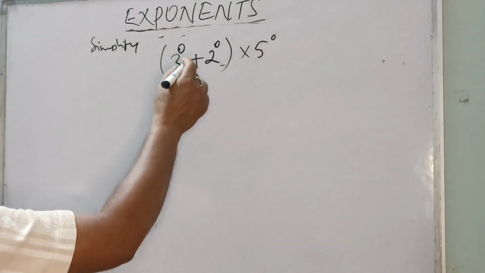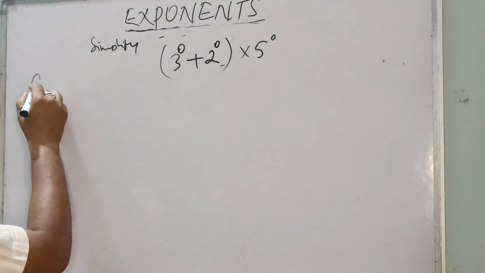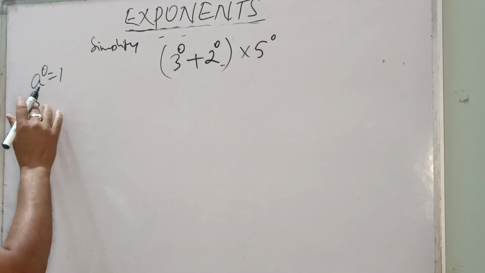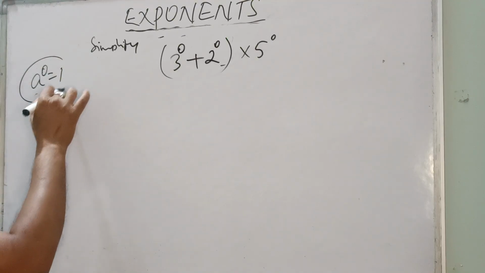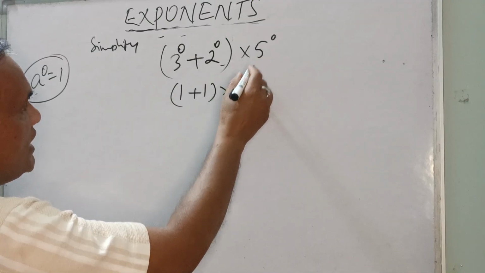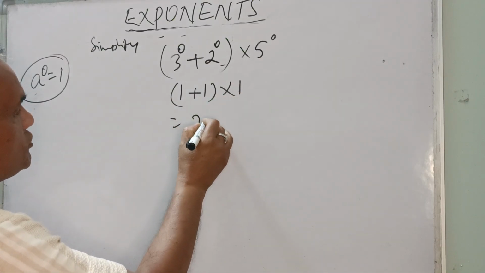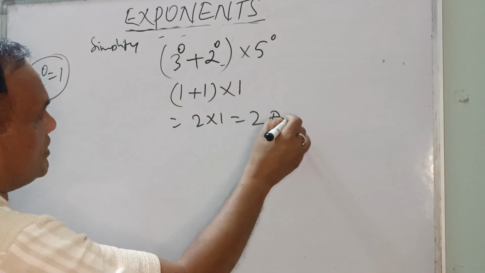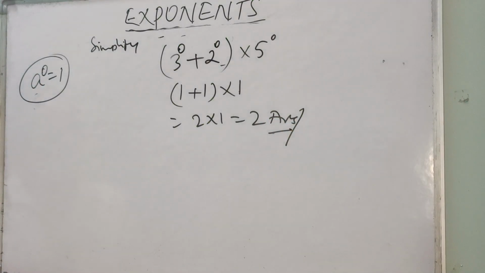3 to the power 0 plus 2 to the power 0. As I have discussed with you, a to the power 0 is equal to 1. Any number with the power 0 has the value 1. Nothing to worry, so here it is 1 plus 1. Again 5 to the power 0 is 1. So 1 plus 2 into 1, this is 2, the right answer. So I have covered all the laws, whatever I have written here. Okay, so this is the right answer.